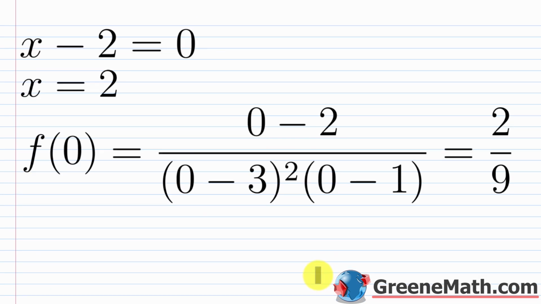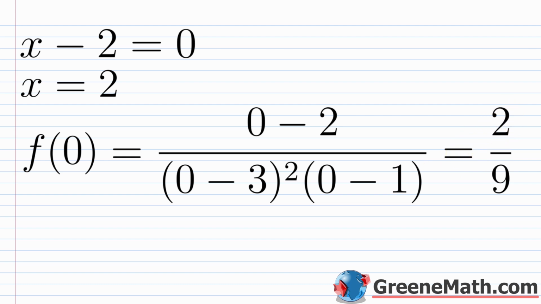Coming back up here, let's get the x and y intercepts. So the x-intercept, again, you just take your numerator, x minus 2, set that equal to 0 and solve. You get x equals 2, so it's 2 comma 0. For the y-intercept, you just plug in a 0, so f of 0 is equal to 0 minus 2 over 0 minus 3 quantity squared times 0 minus 1. So if you simplify this, you're going to get this is equal to 2/9.